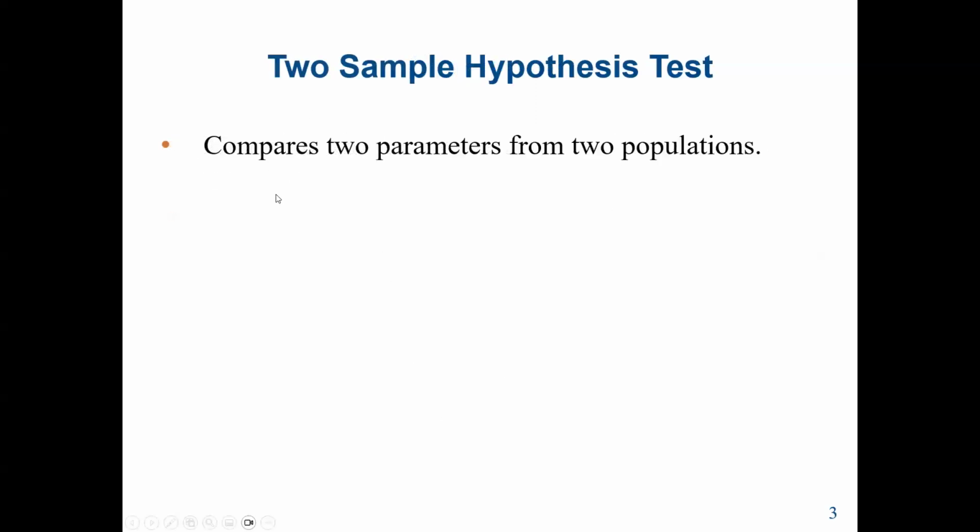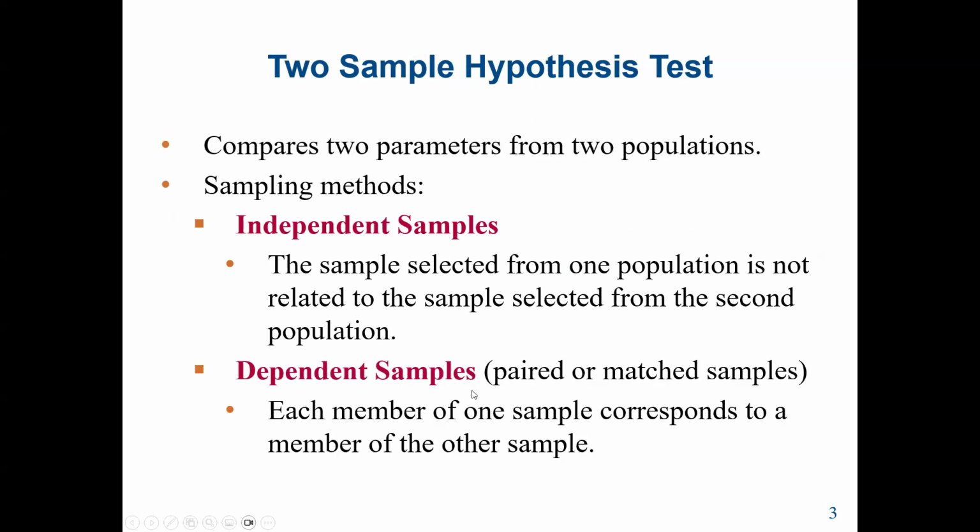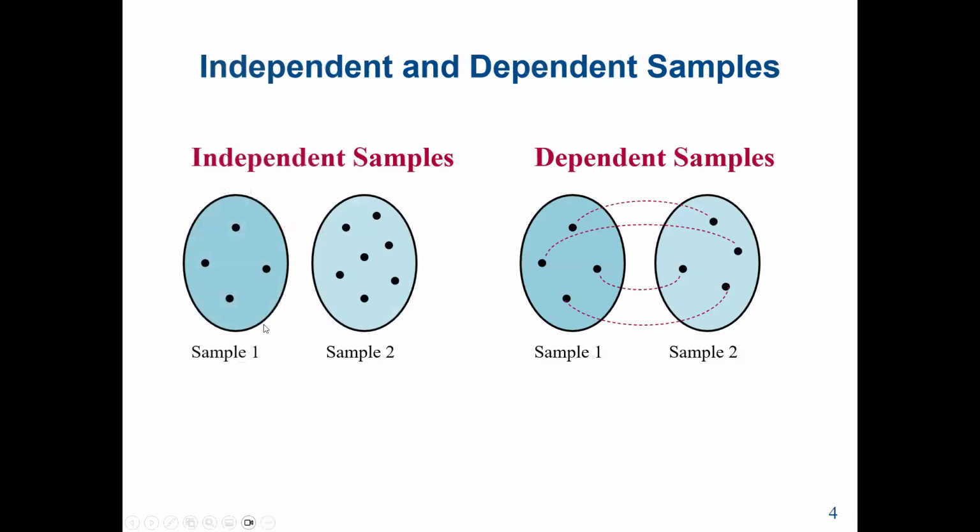Now, first thing, we are going to compare two parameters from two populations. And as we said, in two-sample hypothesis testing, we have independent samples and also dependent samples. Normally, independent samples means the two samples may come from different populations and the sizes may be different. Dependent samples, also called paired or matched samples, must come from the same population and the size might be the same. That's why we use the term pair. We compare both samples.